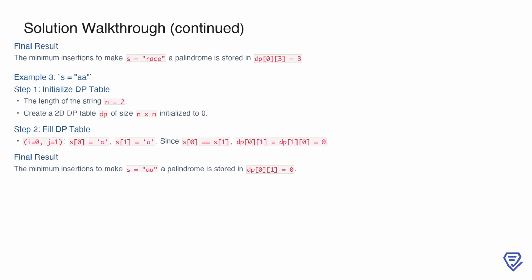Finally, let's look at a simpler example where s equals aa. Here, the length of the string is 2, and we initialize a dp table of size 2x2. For the single substring s0:2, we compare s0 and s1, which are both equal to a. Since the characters already match, no insertions are needed, and we set dp0,1 equals 0. This means that the string is already a palindrome, and the minimum number of insertions required is 0. By using this dynamic programming approach, we can systematically solve for the minimum insertions in strings of varying lengths and complexities.